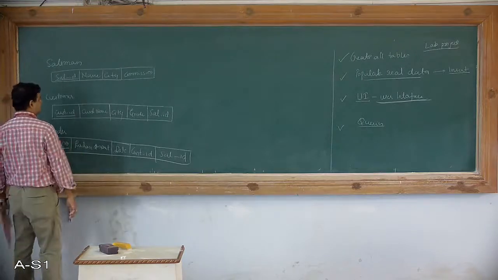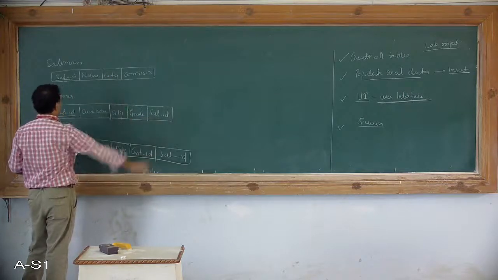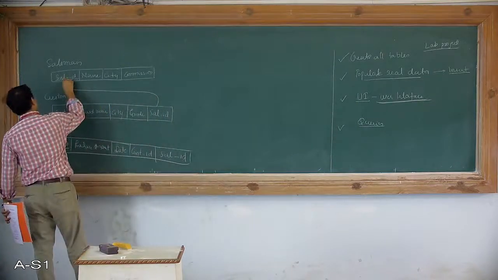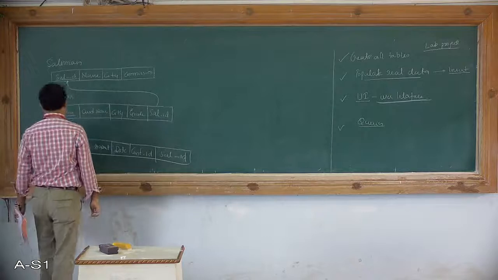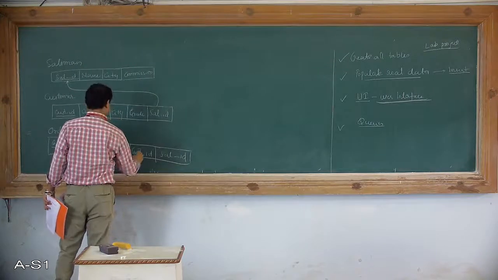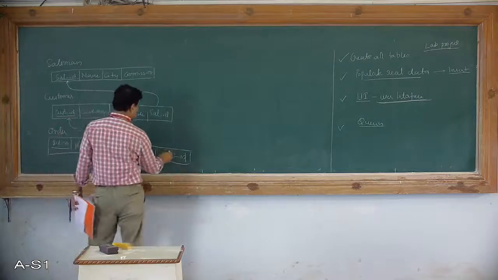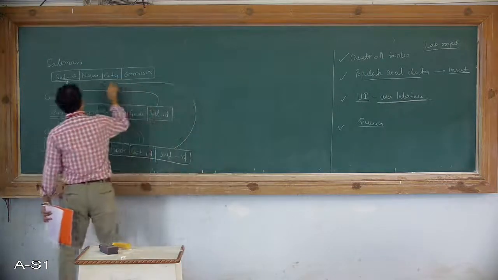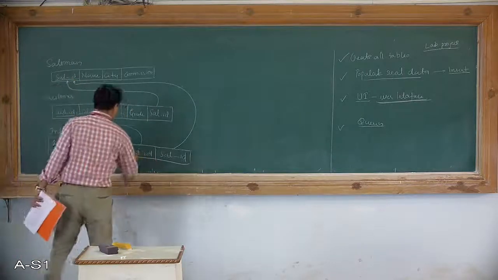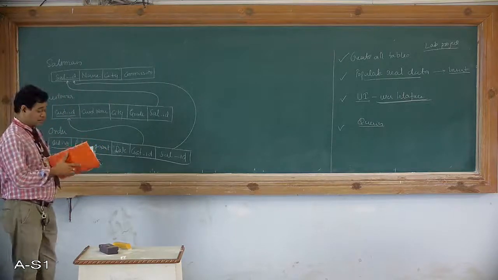Now, what do we need to show in the schema diagram? We need to show the link between these tables. Here this salesman ID is a foreign key because it is a primary key there. And this customer ID is a foreign key here because it is a primary key there. Similarly, there is salesman ID, which will again point here. So this is how the schema diagram looks.